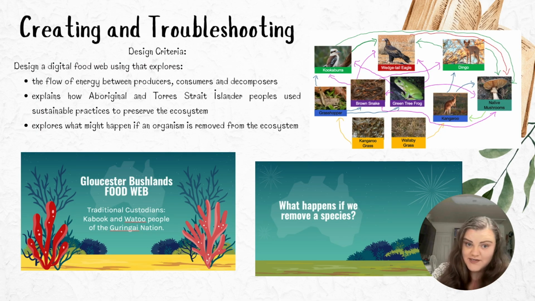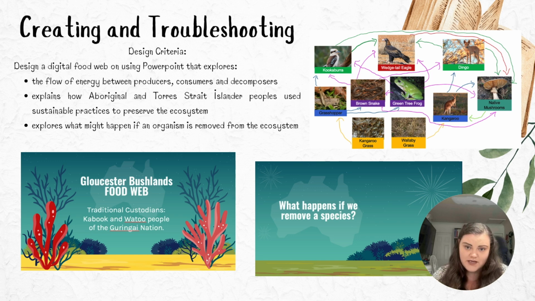The design criteria given to students is that they must make a digital food web that would explore the flow of energy between producers, consumers, and decomposers, explain how Aboriginal and Torres Strait Islander peoples use sustainable practices to preserve the ecosystem, and also consider what might happen if an organism is removed from the ecosystem.